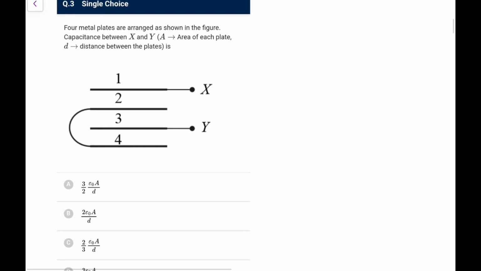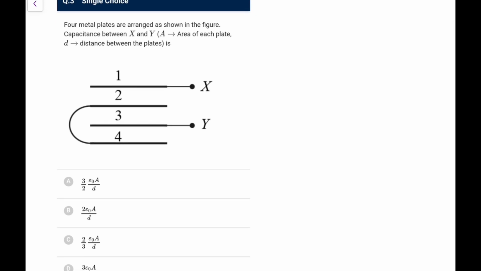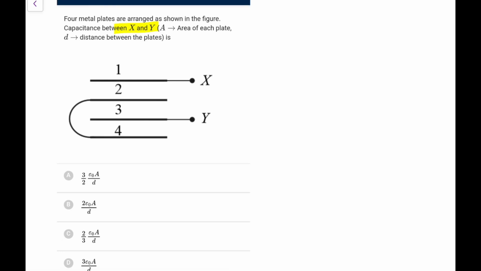Third, 4 metal plates are arranged as shown in the figure. The capacitance between x and y will be? So between x and y, there is another point, let's say a point M. If I redraw it, let's say C naught is epsilon naught A by d.